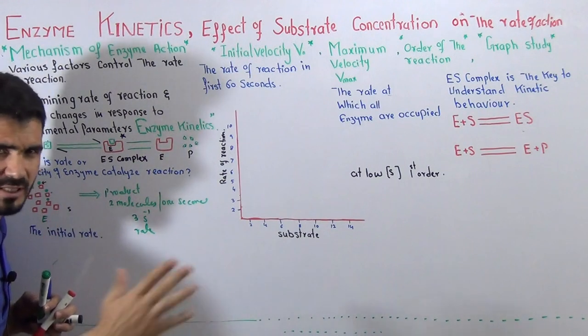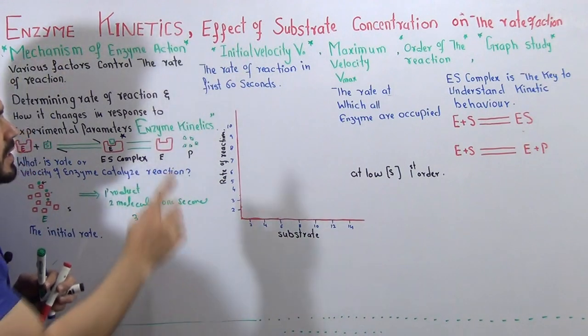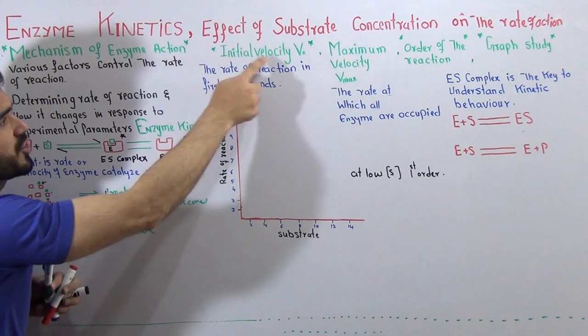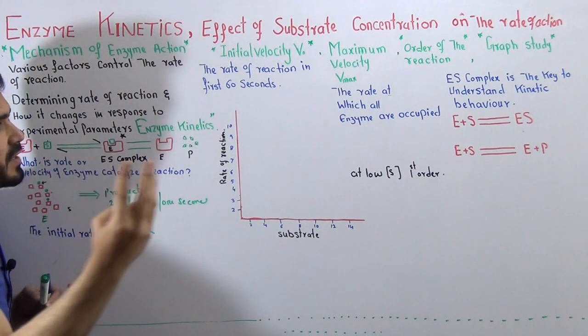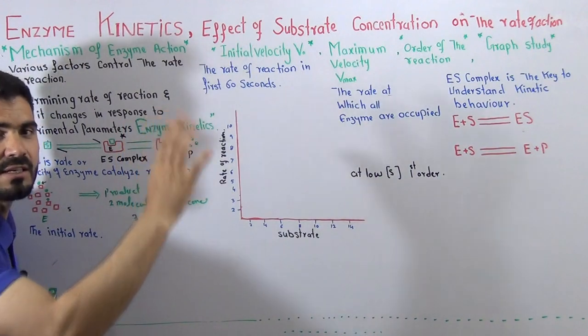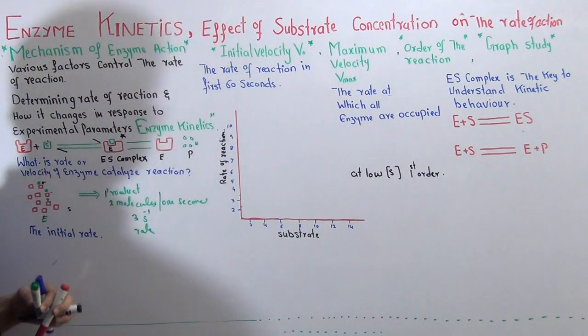Once we have got what the rate or speed of the reaction is, then we have initial velocity, or initial speed, or initial rate. This is nothing but the same thing. Initial velocity or initial rate, same thing.